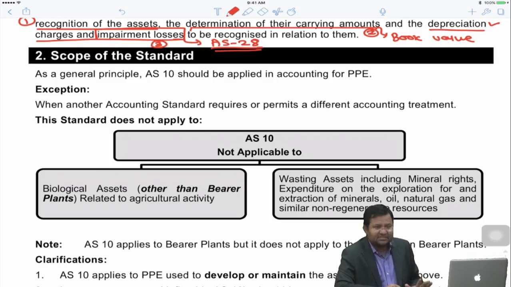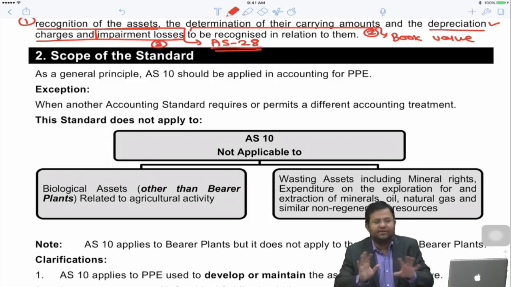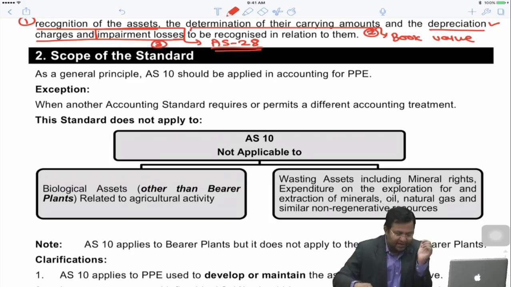As a general principle, in general, AS10 should be applied in what? Accounting for property, plant and equipment. Which property? Tangible, obviously. Exception: when another accounting standard requires or permits a different accounting treatment, obviously this standard will not apply. Let me give an exception. Exception के ऊपर example देता हूं.